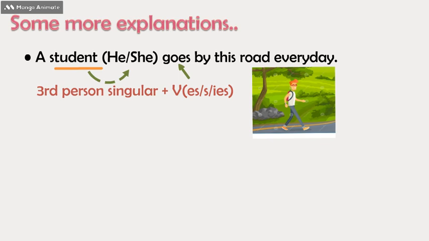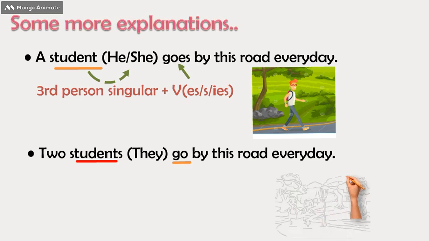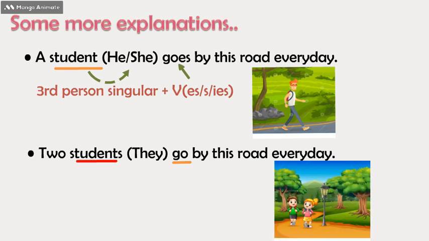Next example is two students go by this road every day. Here we have to use the pronoun they for more than one person. Therefore, there are two students. We have to use they, and that is third person plural. So we have to use the verb infinitive form. Therefore, the sentence is two students go by this road. Here also we can use every day, or the sentence without every day also is meaningful.